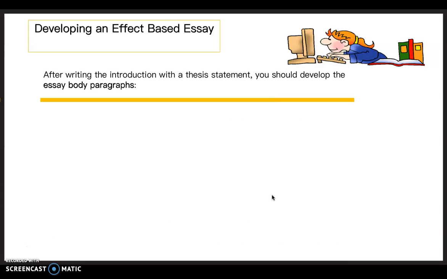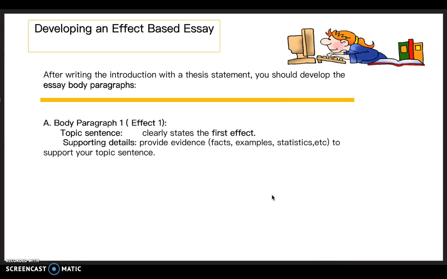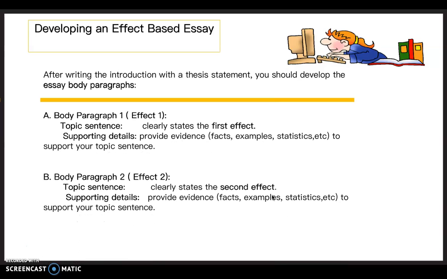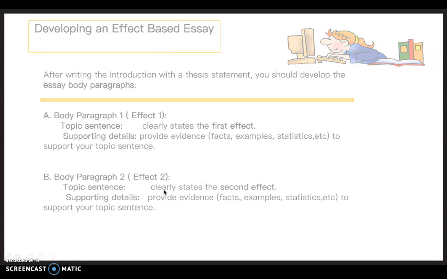So after writing the introduction with the thesis statement, you should develop your essay body paragraphs. Remember, we mentioned that the topic sentence for paragraph 1 should be about freedom in planning curriculum. I support it with evidence, and the evidence can be facts, examples, statistics, or anything that supports my topic sentence. And for body paragraph 2, the topic sentence should be about personalized interactions. I also support it with evidence. Now we will look at it in detail.